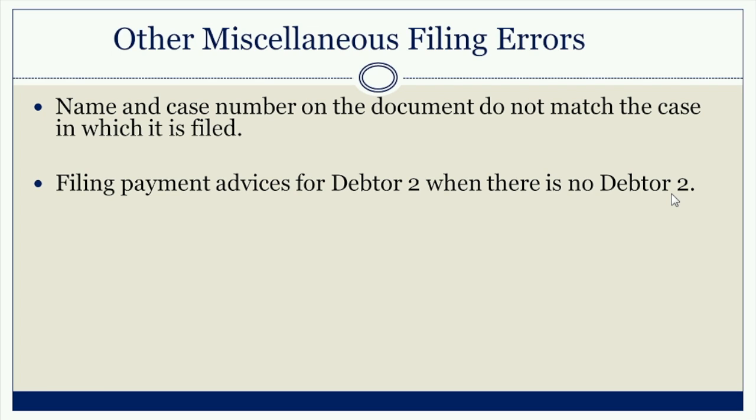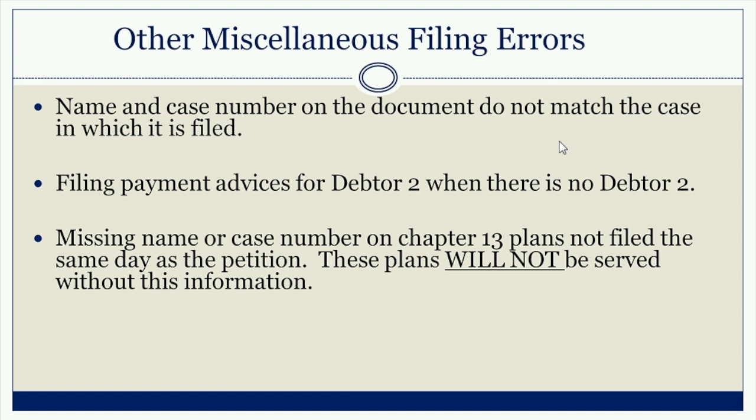All right. Other miscellaneous filing errors. The name and the case number don't match on the document that you've attached. What we ask is that you get in the habit of opening up the PDF that you're about to attach to the submission and actually view its content. Make sure that it is the right case number and the right debtor's name, that it really is a notice of appearance and not a proof of claim. Okay? Because that's probably our number one issue.